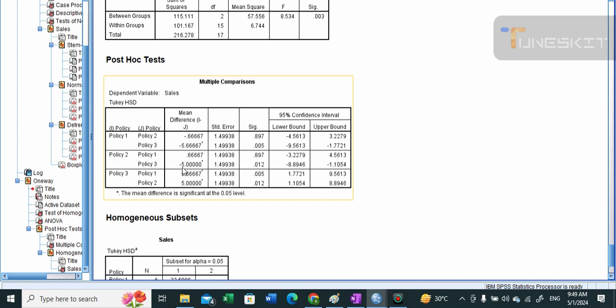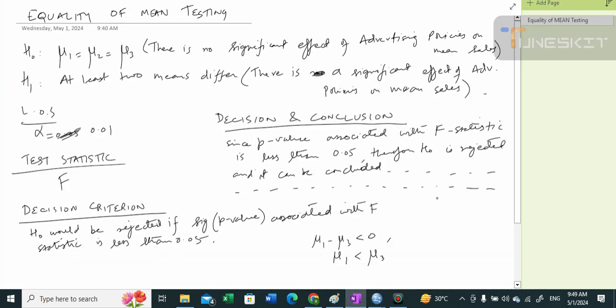Now again we look at the sign. Sign is again coming up negative. Therefore, mu2 minus mu3 is again coming up negative. So it implies that mu2 is less than mu3. That can be considered as the mean sales generated on the basis of policy 2 are significantly less than that of policy 3, or vice versa.